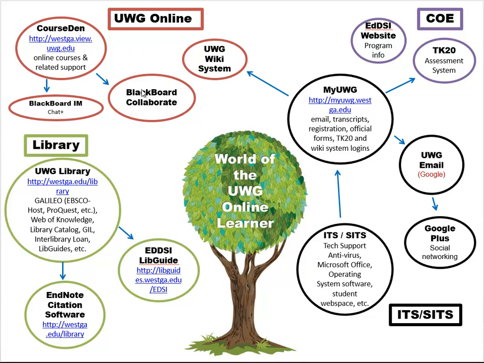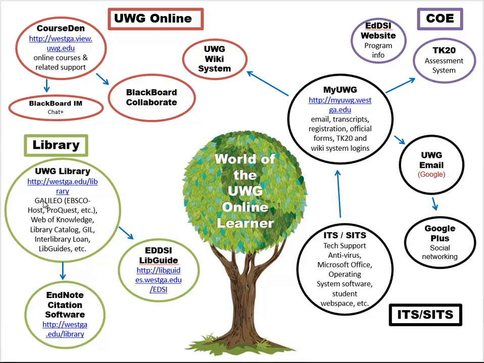Blackboard Collaborate is the supported online meeting system that professors often use. So UWG Online supports it, and professors often integrate it into their CourseDen courses, and that's how you have live meetings with folks, with Dr. Willix and other people. A lot of the time professors have other tools they use. For example, a lot of professors out of the Department of Ed Tech and Foundations might use GoToMeeting because they think it's a little bit better than Blackboard Collaborate. They all work about the same, but just keep that in mind. The UWG Wiki system is also something UWG Online maintains, so if you have an issue with it, you can contact them.